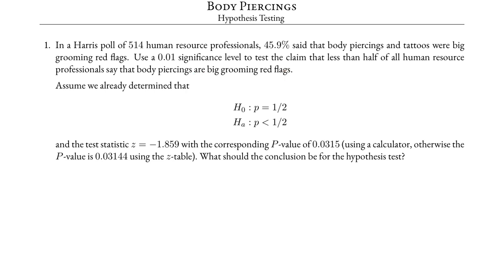Assuming we already determined that the null hypothesis is p equals 1/2, the alternative hypothesis is p less than 1/2, and we computed the test statistic z equals -1.859 with the corresponding p-value of 0.0315. This is the value when we use a calculator. If we were to use a table, the p-value is 0.03144. What should the conclusion be for the hypothesis test?